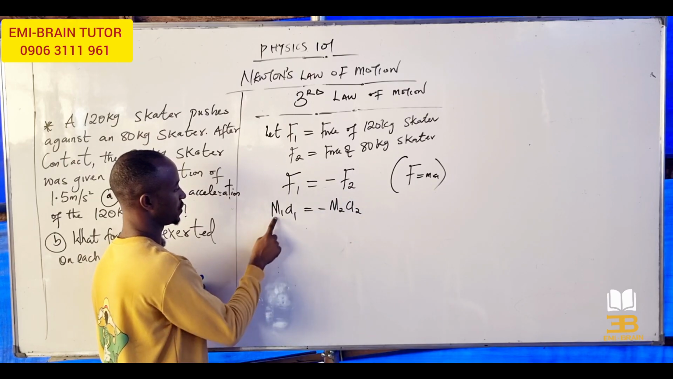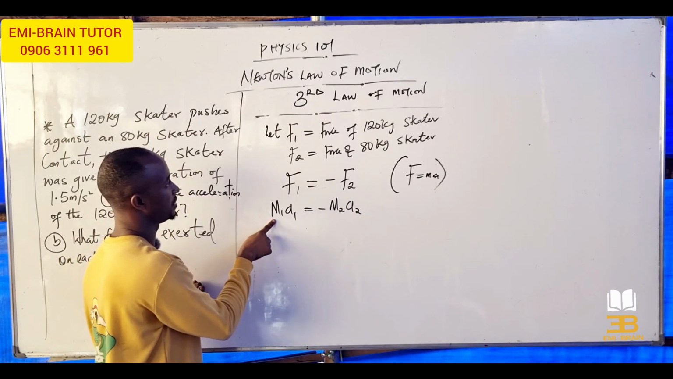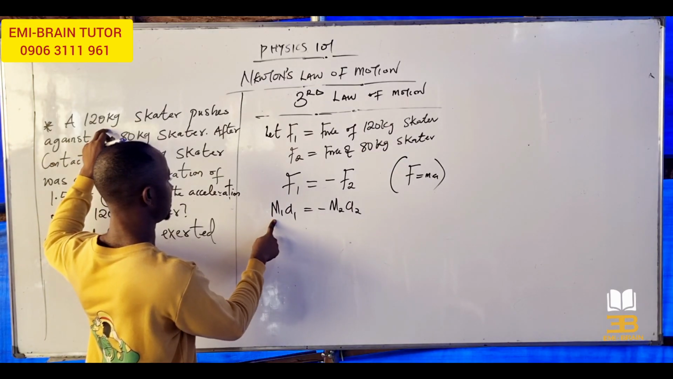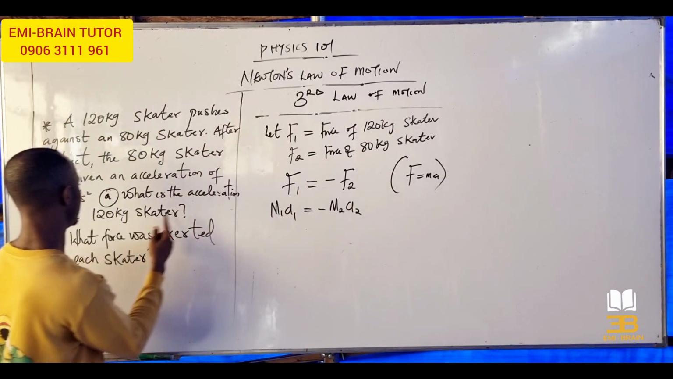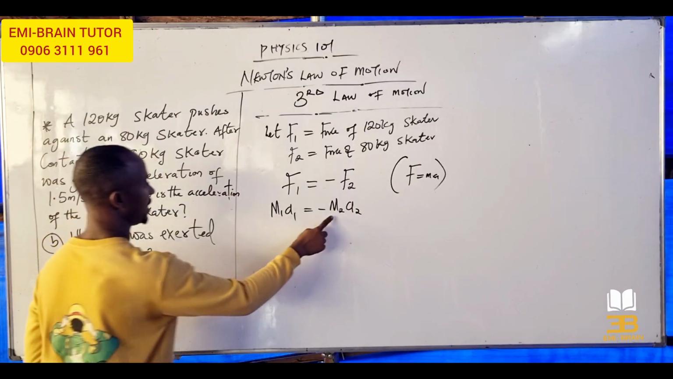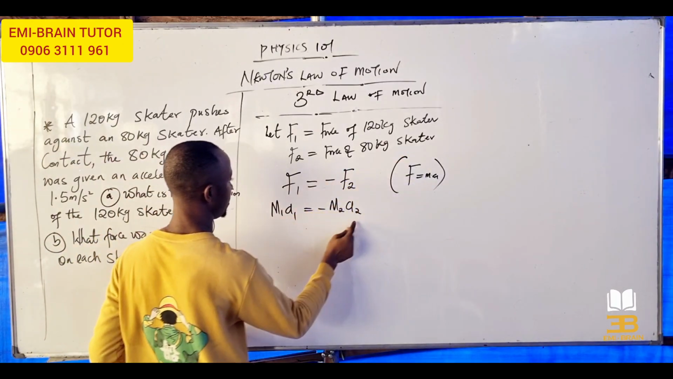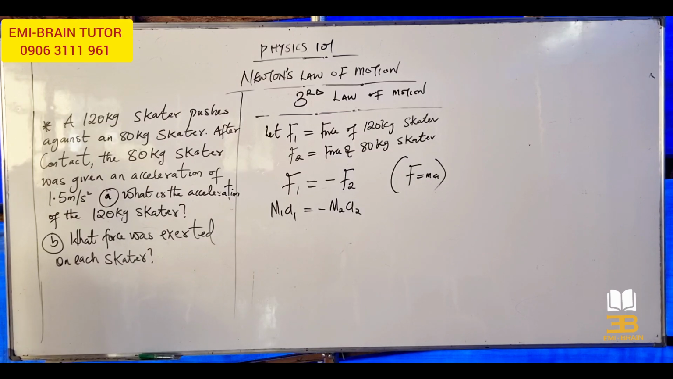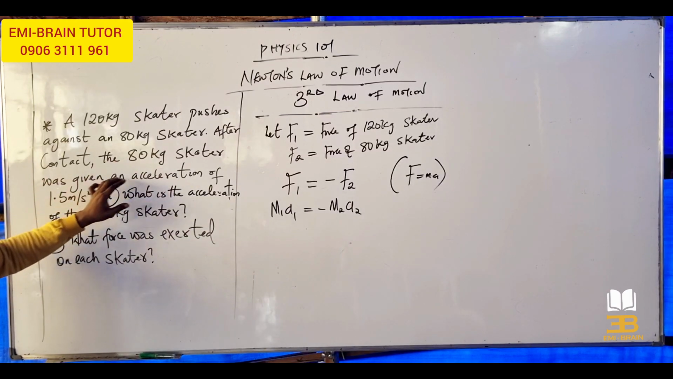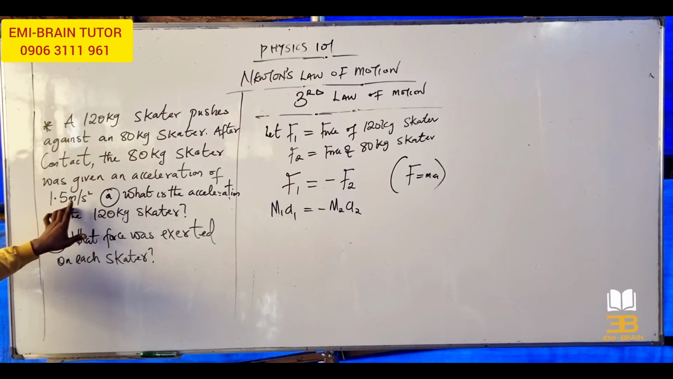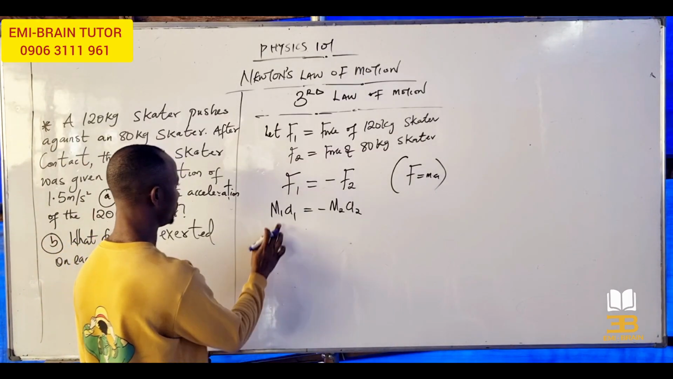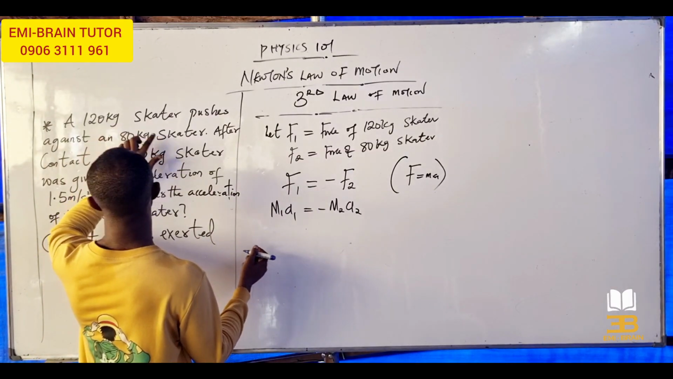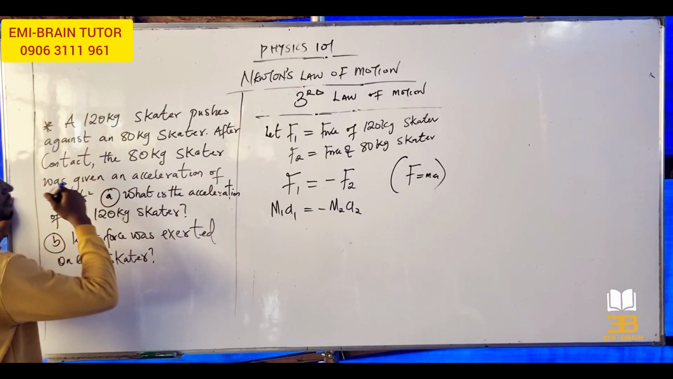and F2 represents the 80 kilogram. So M1 is the mass of the first skater, which is 120, right? A1 is the acceleration of the 120 skater. M2 represents the 80 kilogram skater. Our A2 is given as 1.5 meter per second squared, because the 80 kilogram skater was given an acceleration of 1.5 meter per second squared. Now let's move on. Let me itemize our figures so we can solve.